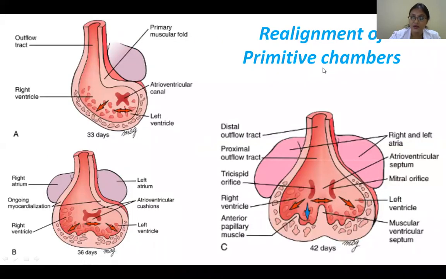Now, let's look at the realignment of the primitive chambers. Here you can see the AV canal. Initially, it is one big opening between the atria and the primitive ventricle. And remember one thing, the modeling of the heart is not like the regular construction process, where after the first floor is completed, you go to the second floor, and then the third. It's not that way. Atrial separation, atrioventricular separation, ventricular separation, everything takes place simultaneously at different growth rates. It's not that the atria is completed, next the AV canal is completed, and then we go into the ventricle.